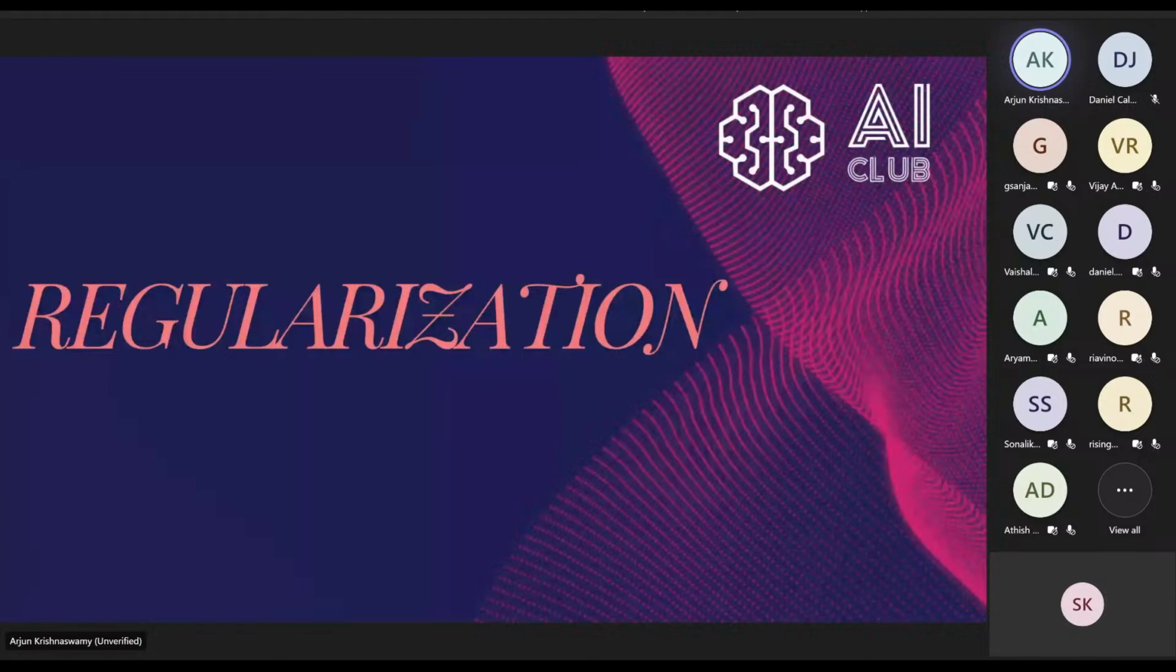So hi guys, this is Arjun, and today I'll be taking a session on regularization. I'll just give you a brief summary about what I'll be doing today. The first part I'll be covering is why we need regularization, and then what is regularization, and the different types of regularization, and the methods we use to implement regularization.